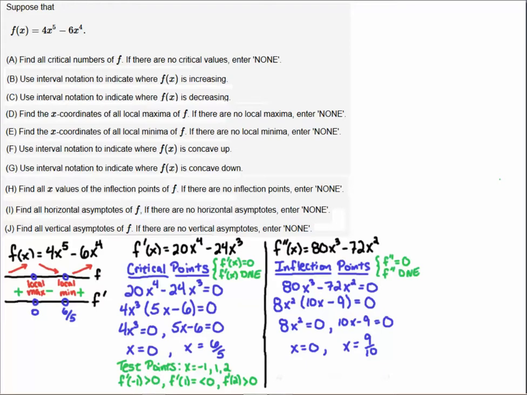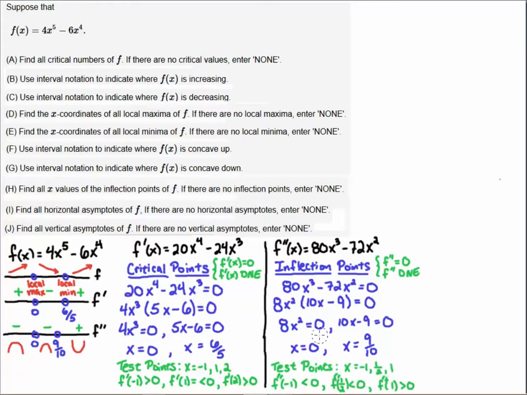And I'm just going to do all the analysis at once here. So if I plot 0 and 9/10 on a number line, then I'm going to pick as my test points -1 because that's left of 0. I'll pick 1/2 because that's between 0 and 9/10, and I'll pick 1 because that's greater than 9/10. Remember, this analysis is being done on the second derivative because that will determine where we're concave up or concave down.